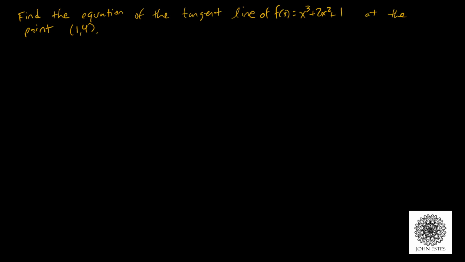Let's find the equation of the tangent line of f of x, which is x cubed plus 2x plus 1, at the point (1, 4). And so we remember from algebra that anytime you need to find the equation of a line, what you need is this formula. We say y equals m times x minus x naught plus y naught, where (x naught, y naught) is your particular point and m is your slope.